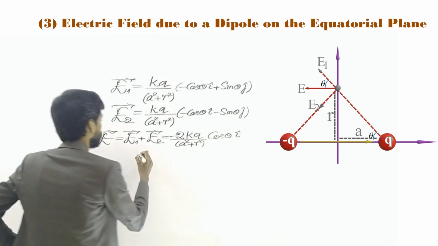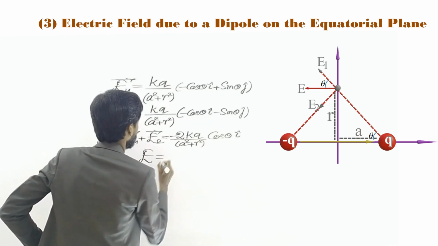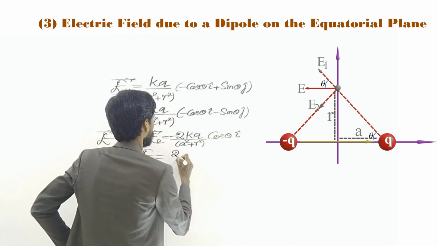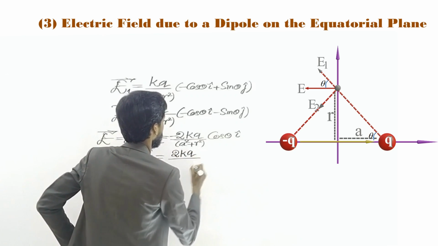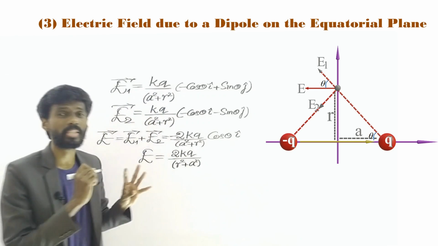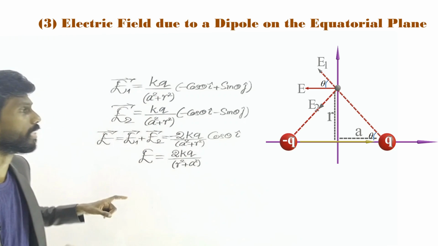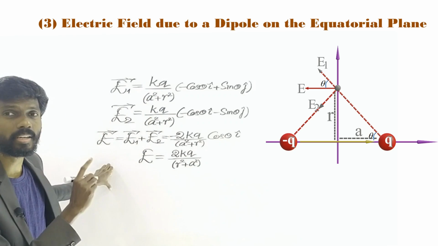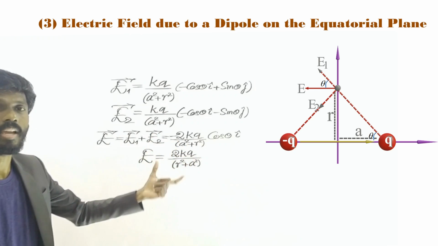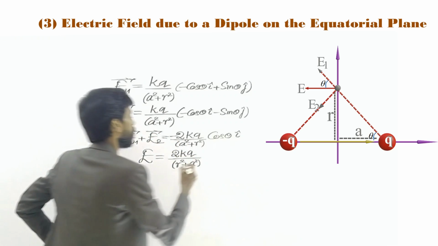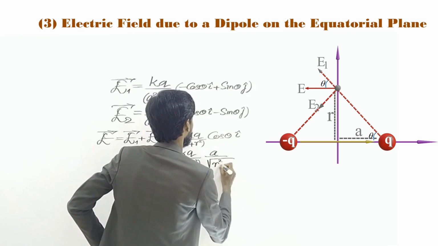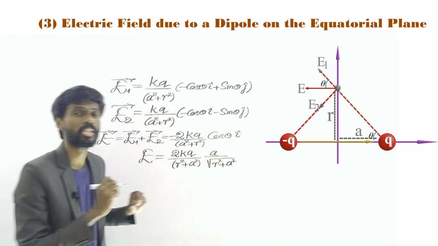Now we will write only the magnitude. So what is the magnitude of this? Simply E, that is 2kq divided by (r squared plus a squared) multiplied by cos theta, not writing the negative sign. Cos theta can be written in terms of the other known values, because again it is a right angle triangle. In that triangle, the value of cos theta is the adjacent side, the base a, divided by the hypotenuse, which is square root of r squared plus a squared. So that is the value of cos theta in that triangle.